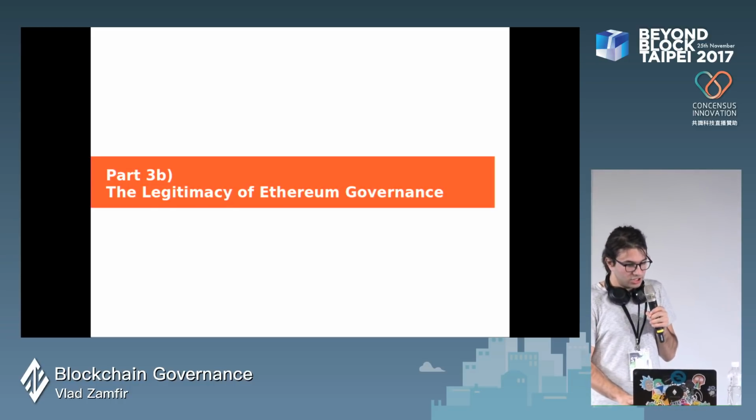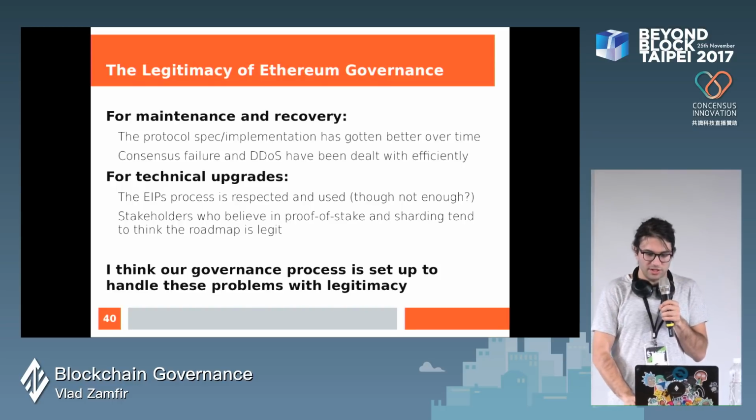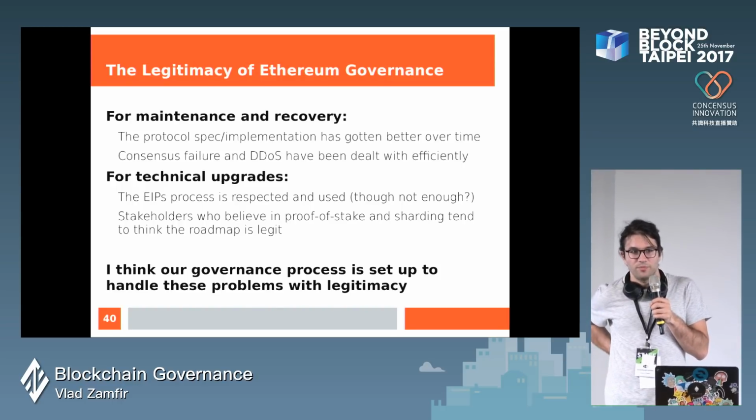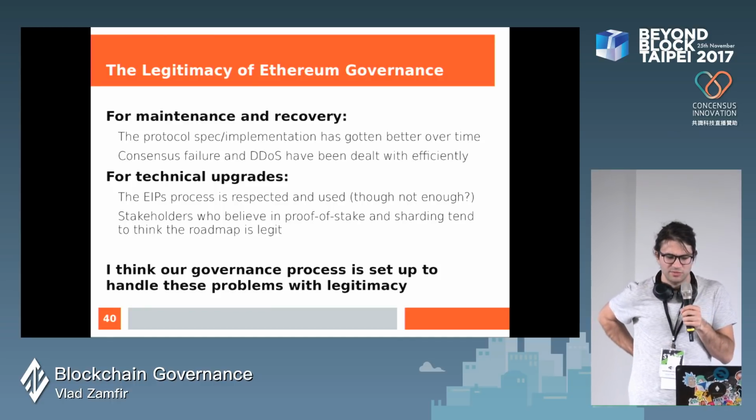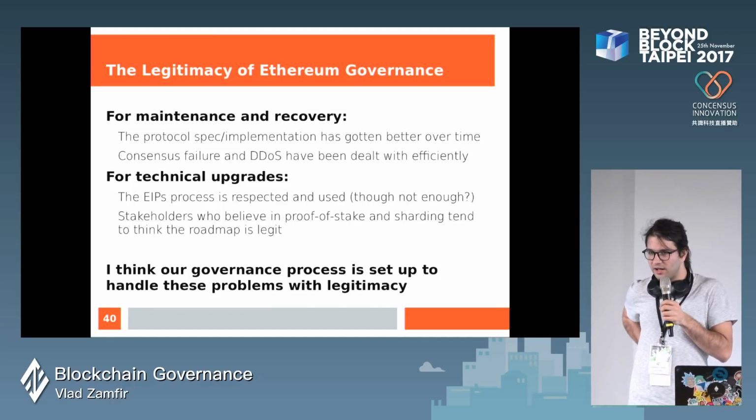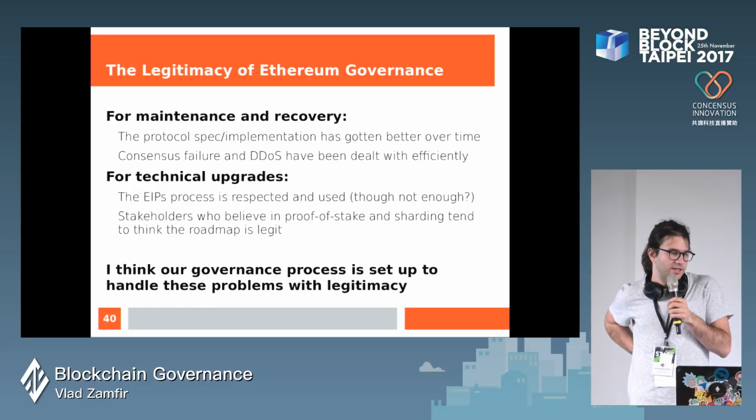So, is it legit? What's up with the legitimacy of the Ethereum governance process? Well, we're going to take it a little step at a time. Firstly, let me say all this is my opinion and from my perspective, and people have different perspectives on questions of legitimacy.